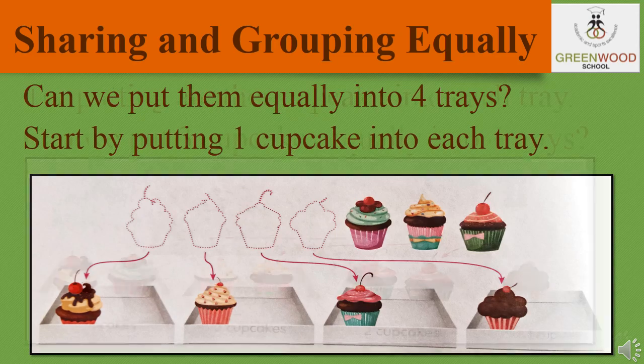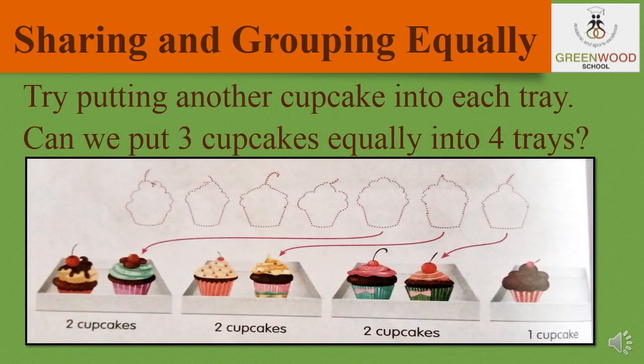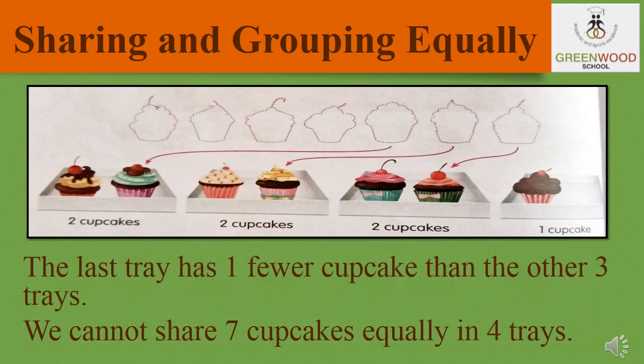Now we'll place them. Try putting another cupcake into each tray. Can we put 3 cupcakes equally into 4 trays? Is it possible? Let's see the picture. In the first tray, there are 2 cupcakes. In the second one, there are 2. In the third one, there are 2. While the last one is just only 1 cupcake. The last tray has 1 fewer cupcake than the others. We cannot share 7 cupcakes equally in 4 trays.